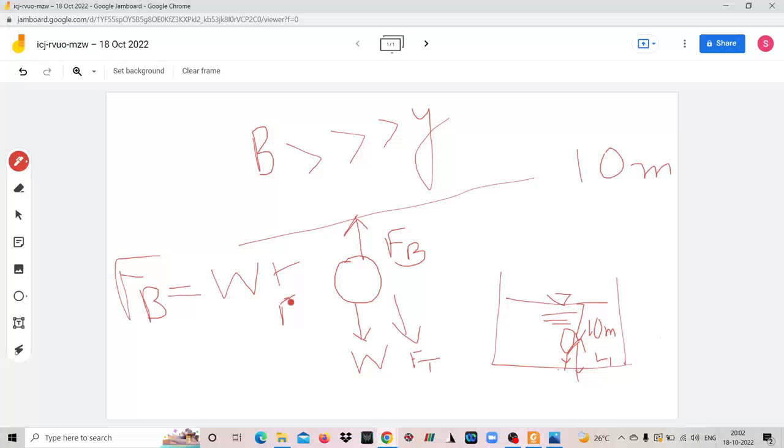See, initially when there was no balloon, there was only fluid. Now, what is the only force there, other than the weight of the fluid? It is the pressure. Yes, sir. Pressure at different levels.